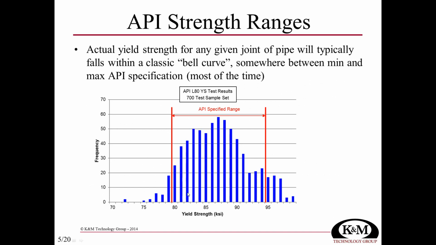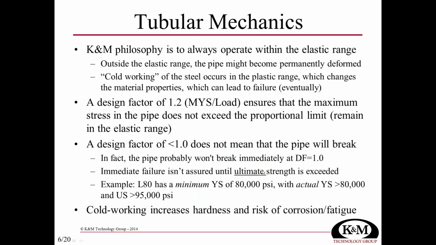And it probably will, but we know that the safer assumption would be that we're somewhere in the minimum yield strength, which API specifies. And just as an aside, if you were operating with a design factor of 1.0, it doesn't necessarily mean that the pipe's going to break. Because of those statistics I just showed you, it probably isn't going to break at a factor of 1.0. Really don't know what the strength is anyway, but immediate failure, pulling the pipe apart, isn't guaranteed unless our load exceeds the ultimate strength. And of course, the ultimate strength for L80 grade pipe is way out to 95,000 psi.